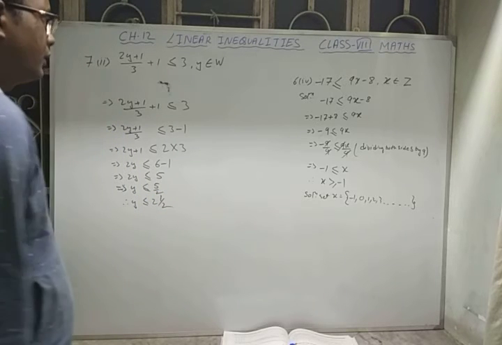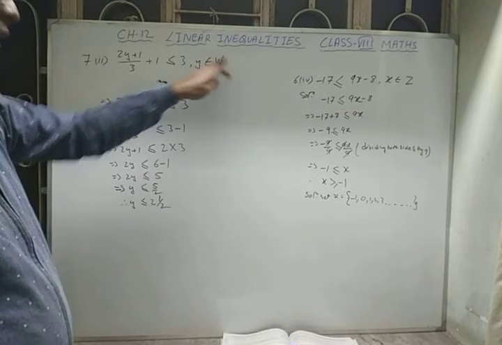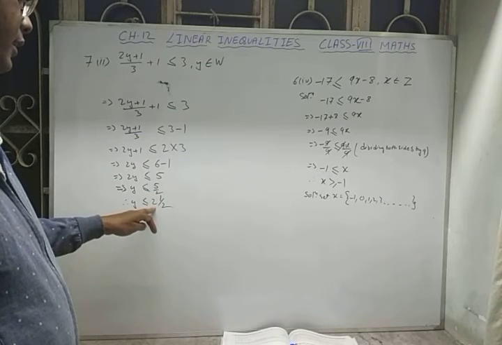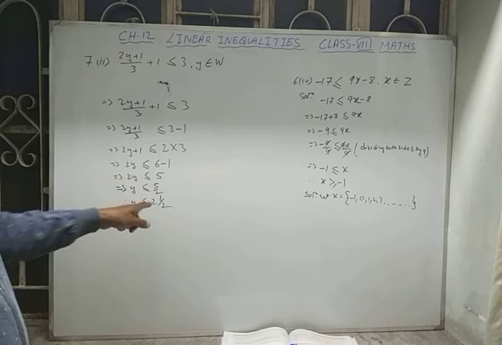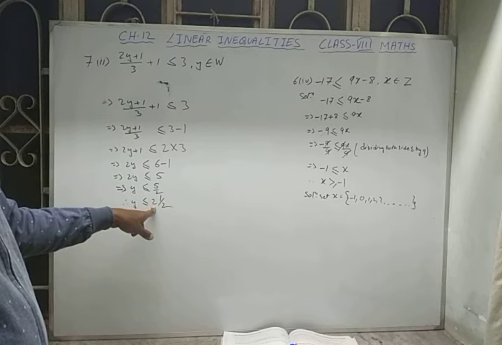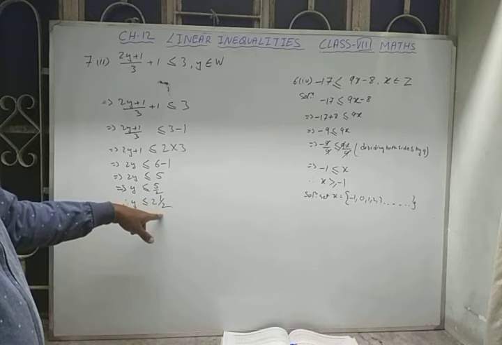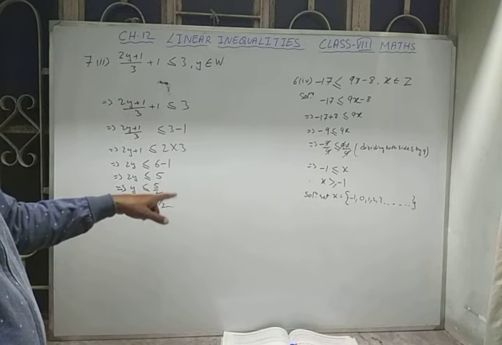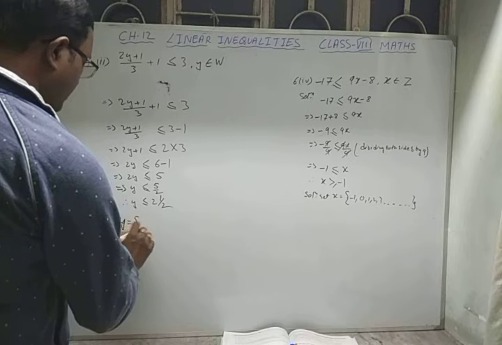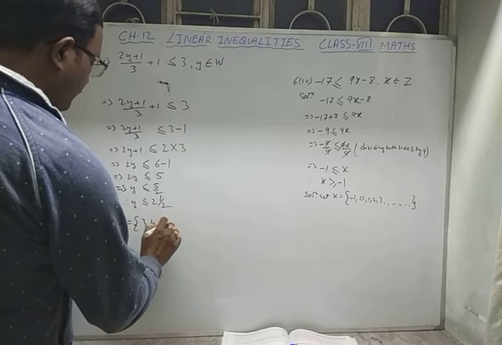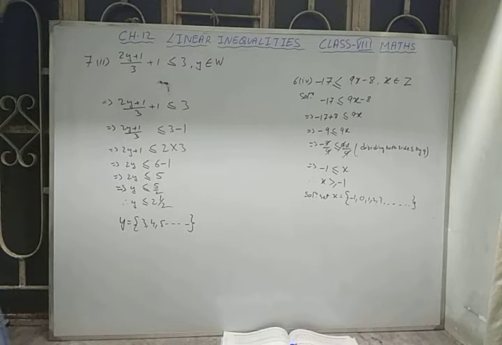So now what is the solution set here? y belongs to whole numbers. The whole numbers which are less than or equal to 2 and a half. You cannot take 2 and a half, because 2 and a half is not a whole number. 2 is a whole number, so the solution set will be 0, 1, 2.